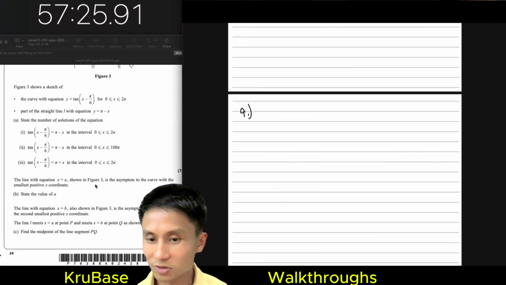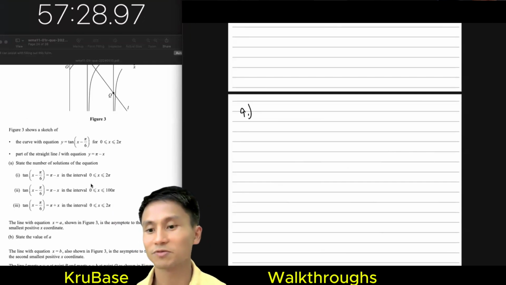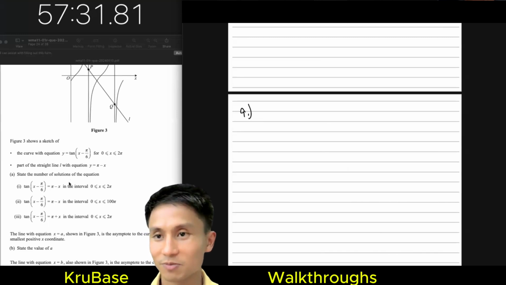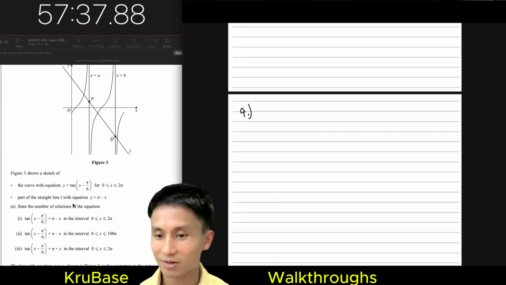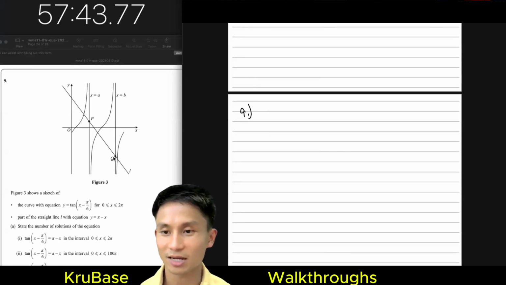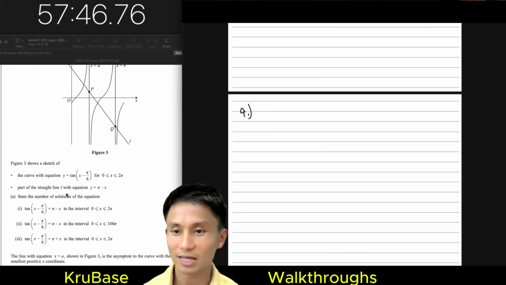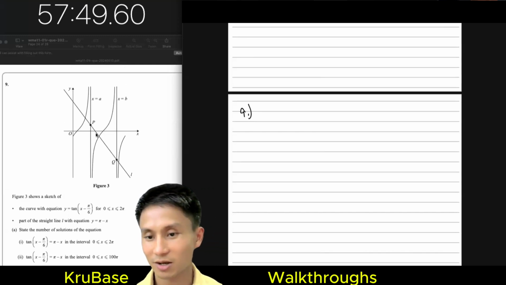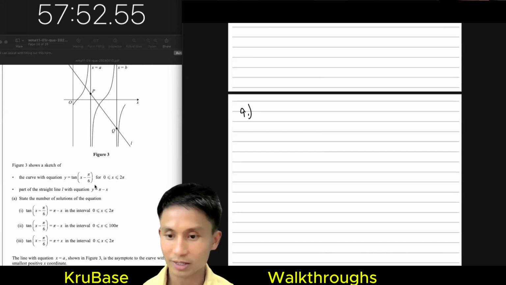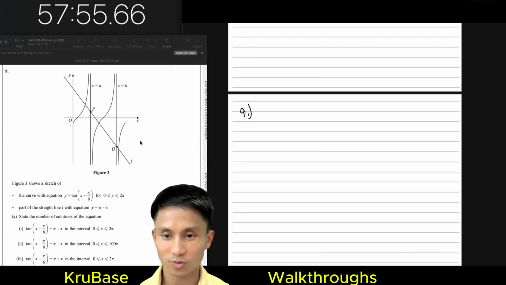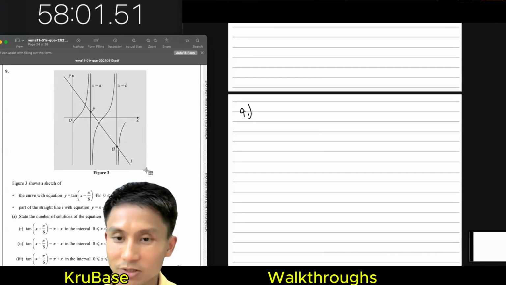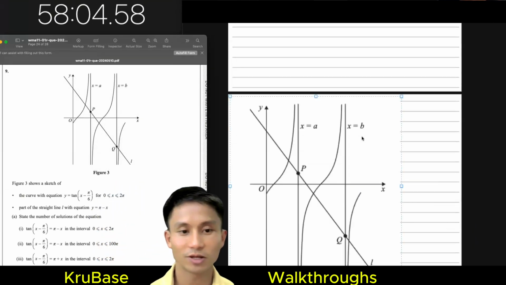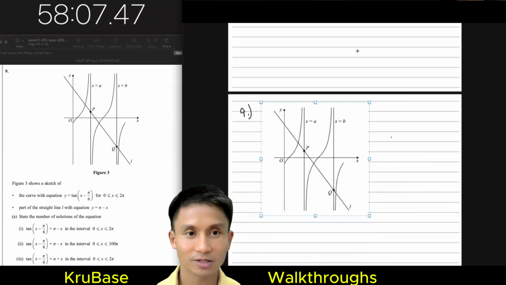So what do we do here? This is tricky, guys. Okay, so A: state the number of solutions of the equation. So we have 10x minus pi over 6 equals pi minus x. That is like looking at the line L with the equation pi minus x. How many points does it intersect with the tan curve? And they already drew it here. Okay. So we got to know where the 2 pi is. Let me just screenshot that and take it to this screen so we can analyze it better.